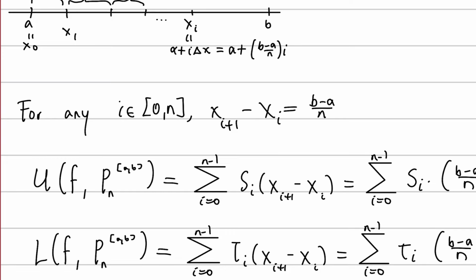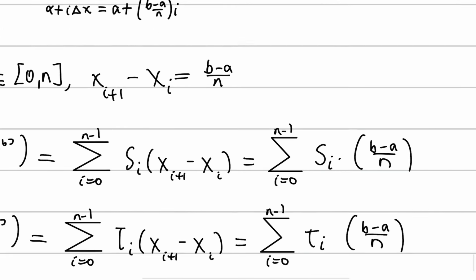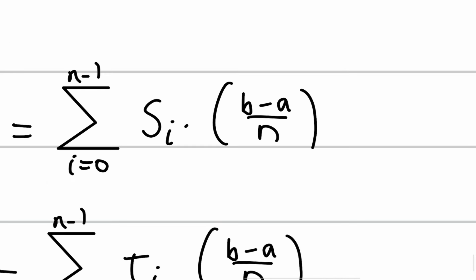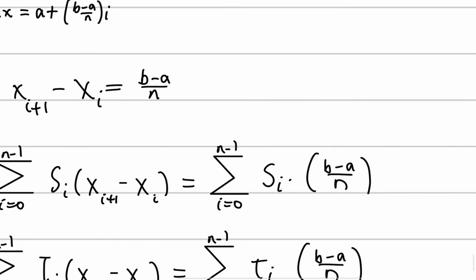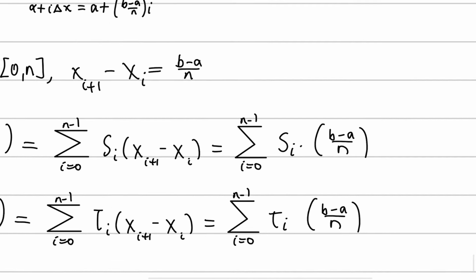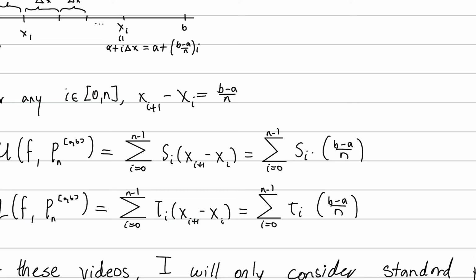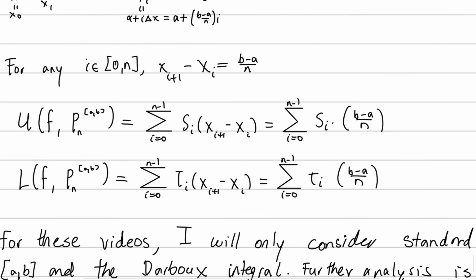So with the standard partition in mind, this sum becomes as follows, right? And because we already said the length of each subinterval is the following, and also, of course, (b − a)/n is constant with respect to the index of summation, you could take that out of the sum. Again, like I said, similarly for L.